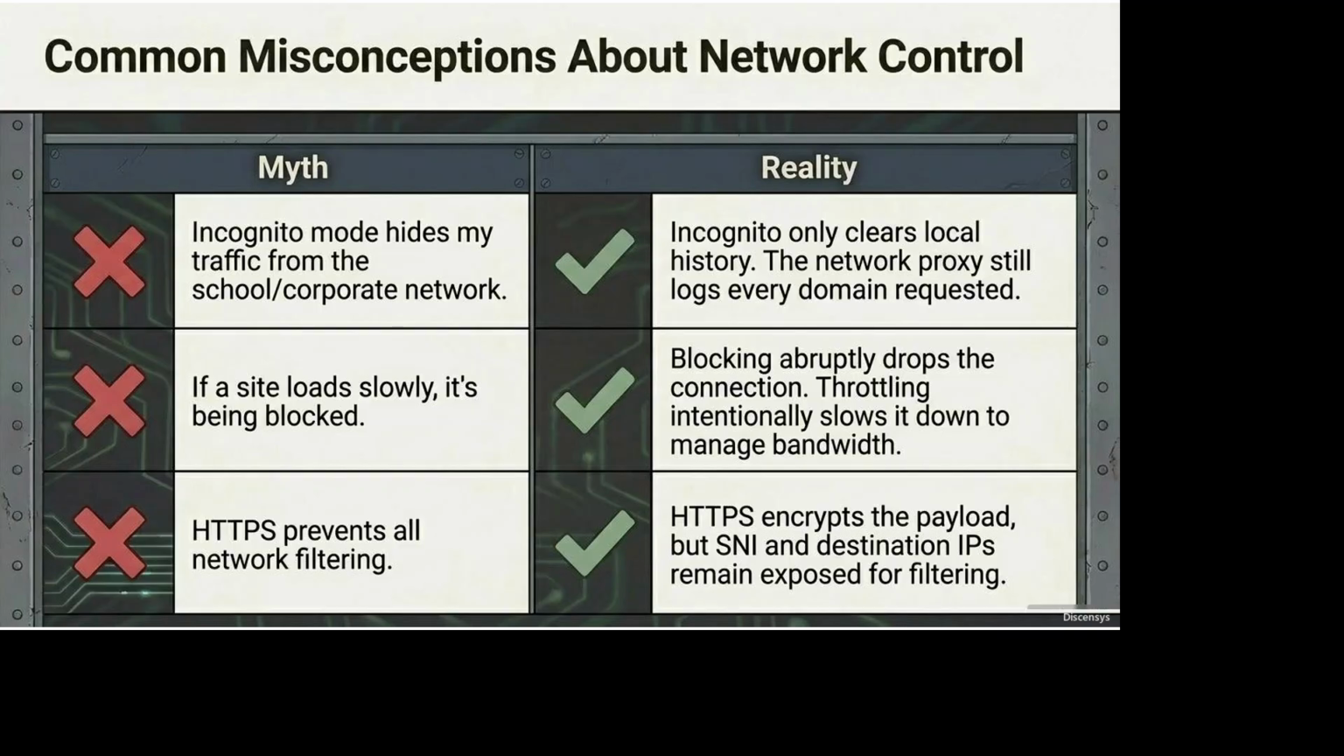Who thinks incognito hides activity from college Wi-Fi? Incognito only clears local history. The network still sees traffic, right? Now, slow website means blocking, right? Yes or no? It's actually completely no. It could simply be congestion or bandwidth throttling, right?